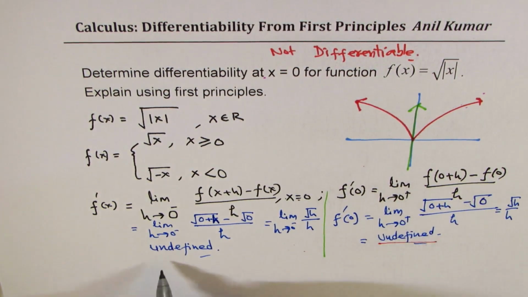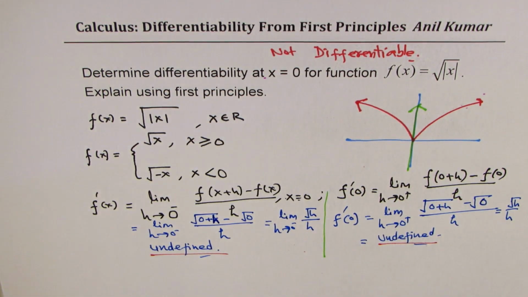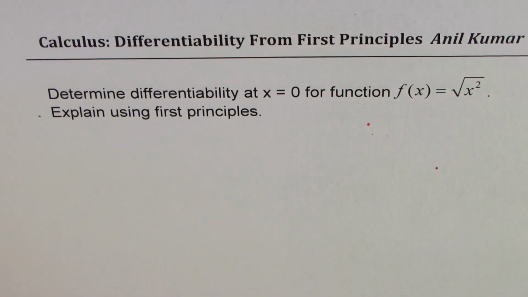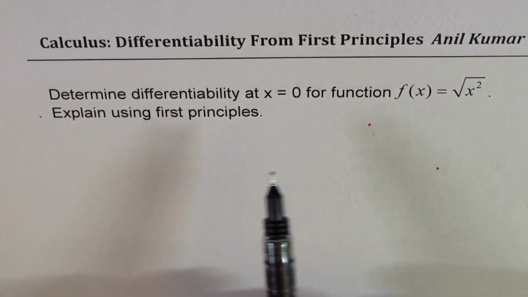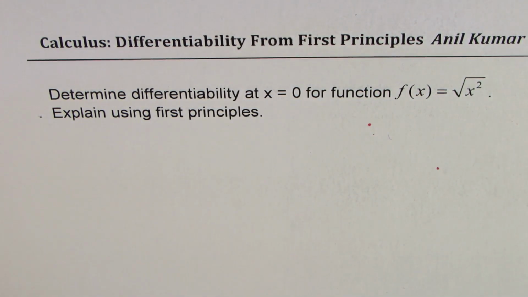Perfect, because they are both undefined. Right? So I hope the steps are clear. Let's move on and take the other examples. Now let us try to determine differentiability at x equals 0 for the function f of x equals square root of x squared. We are going to use the first principle to show the differentiability.